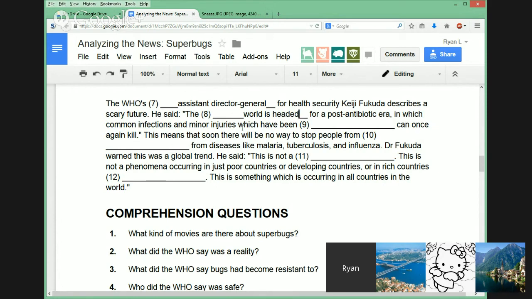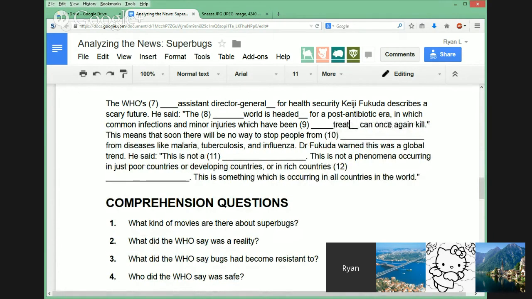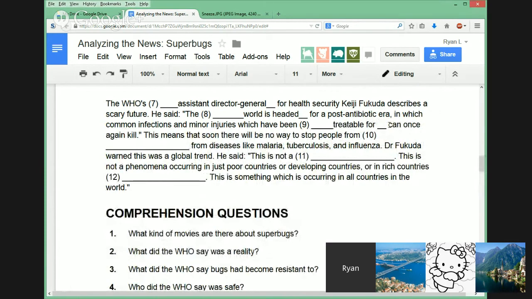And then common infections and minor injuries which have been, Ismail, can you help us out with number 9? Minor injuries which have been treatable for cure. Oh, good try. What about you, Heidi? It's a period of time. Treatable for a certain period of time. Era, for past era. That would work. In this case, though, they used decades. Decades, yes. Do you know the meaning of that word, Ismail? Ten years. Yes. So in other words, it's been treatable for tens of years. Tens of years. Okay. Very good.